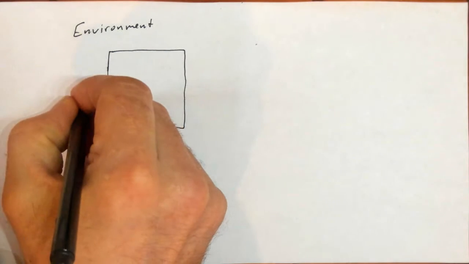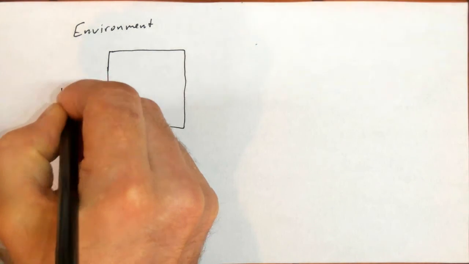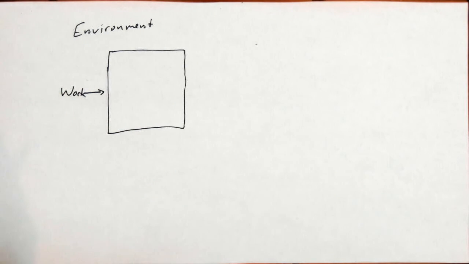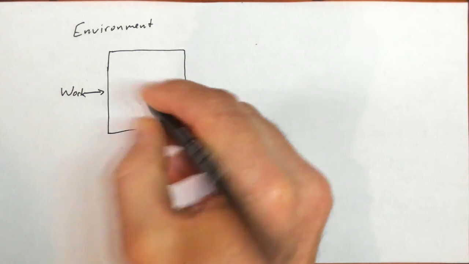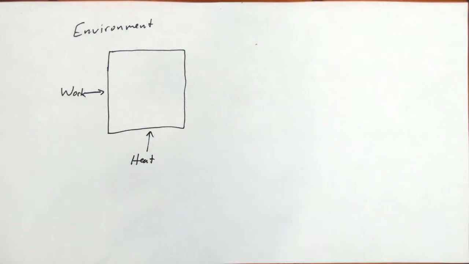Okay? For example, it can do work on your system. We'll define work in the next video, but that's like pushing on the system and causing it to speed up. Any force applied over a distance is work, and that can change the energy in the system. Or you can heat the system. You can heat it, and that can add energy to the system, right?